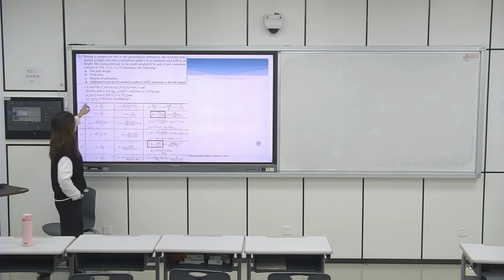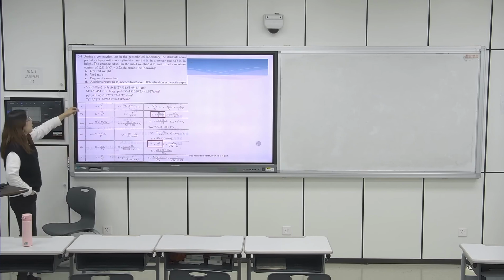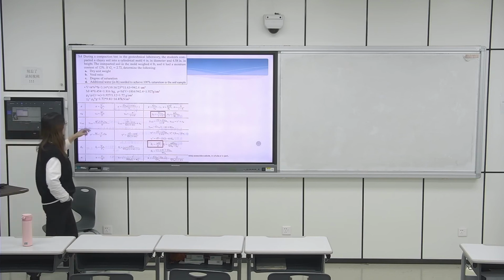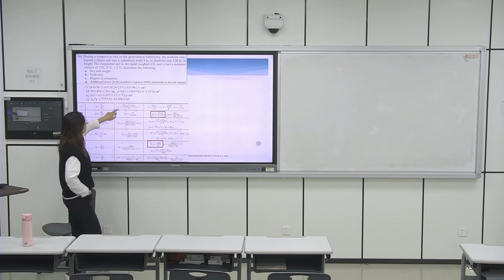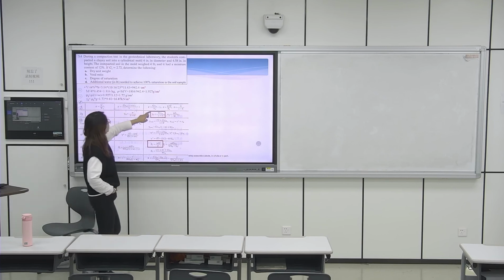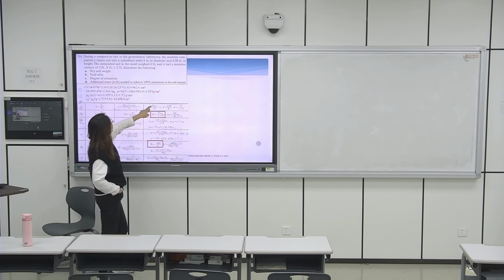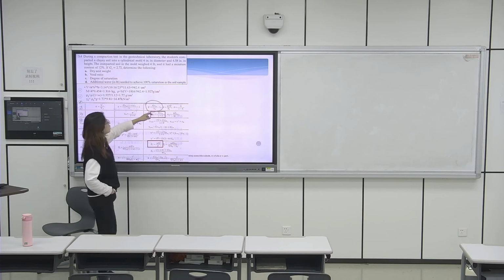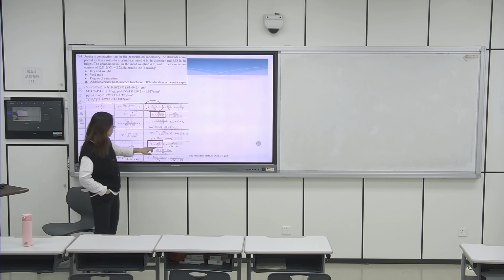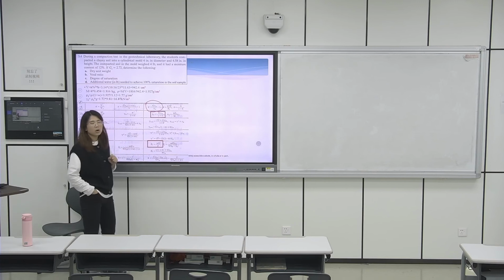And then after we know the dry unit weight, how do we calculate the void ratio? We know the dry unit weight, and we know Gs is 2.72, so we can use this equation to calculate the void ratio directly. And then the degree of saturation: we know the water content and we know the void ratio, so we can calculate the degree of saturation with this equation.